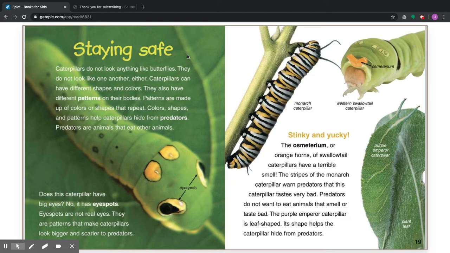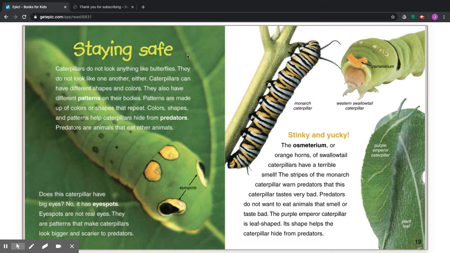Caterpillars do not look anything like other butterflies. They do not look like one another. Caterpillars can have different shapes and colors. They also have different patterns on their bodies. Patterns are made up of colors or shapes that repeat. You guys know this from math. Colors, shapes, and patterns help caterpillars hide from predators. Predators are animals that eat other animals, and we've talked about that word a lot already this year.